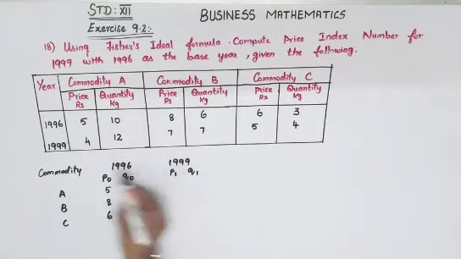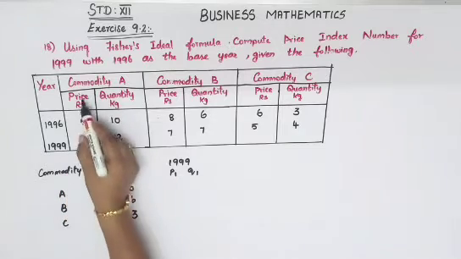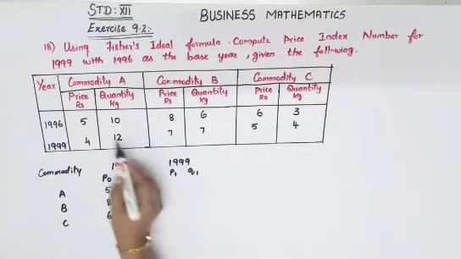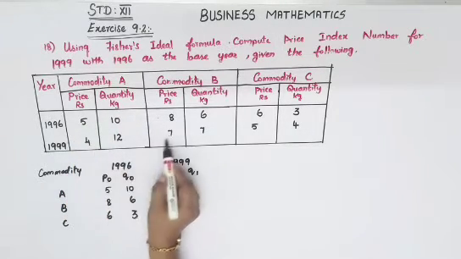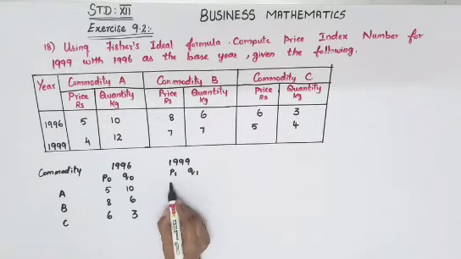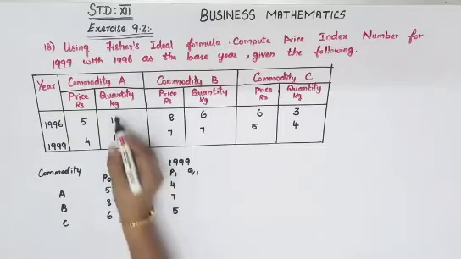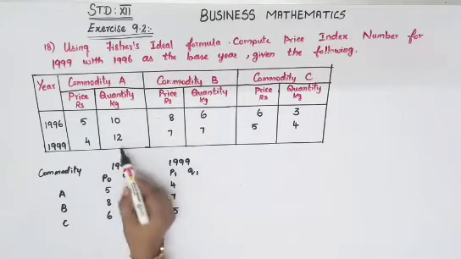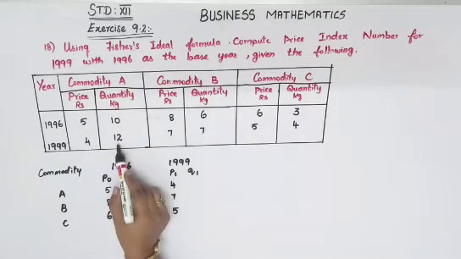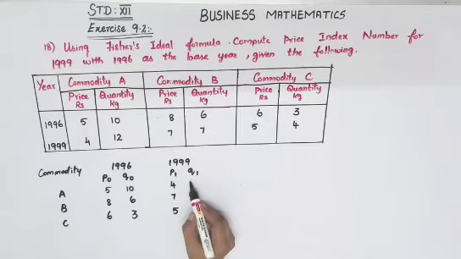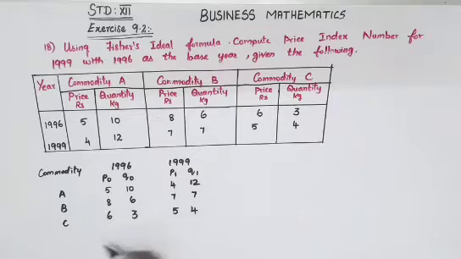Next, for the current year, you write price separately and quantity separately. The prices are 4, 7 and 5, so in P1 you write 4, 7, 5, and in Q1, that is the quantity, you write 12, 7 and 4. So we'll draw a table here.